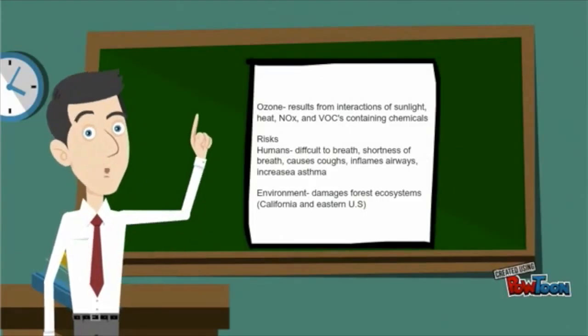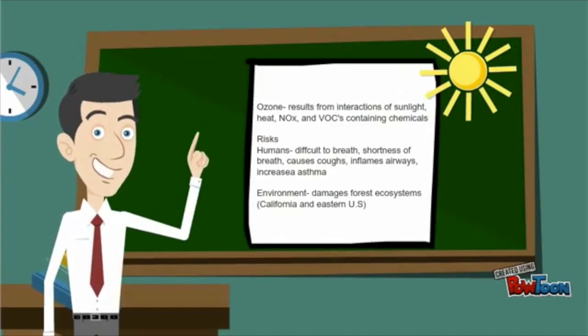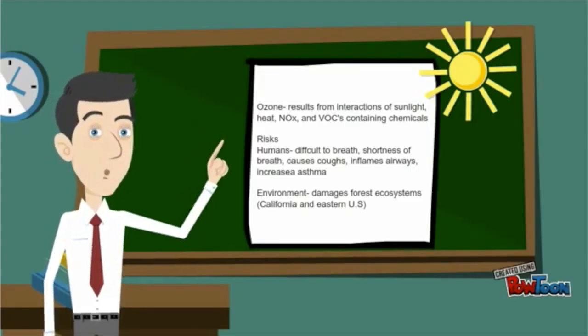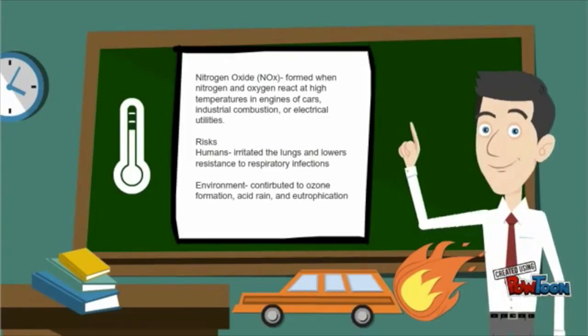Ozone results from interactions from sunlight, heat, NOx, and VOCs containing chemicals. Risks to humans are that it causes difficulty to breathe, shortness of breath, coughs, inflamed airways, and increases asthma. Environmental impacts is that it damages the forest ecosystem, such as in California and the eastern U.S.